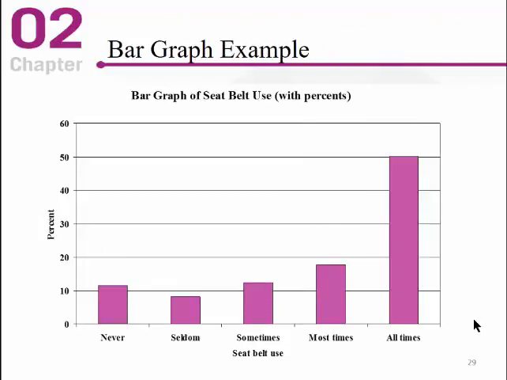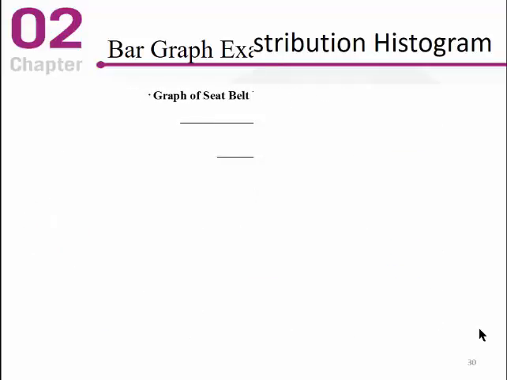Here's another example of a bar graph, again for seatbelt use, but in this case you can see it is the percentage instead of the frequency that is displayed on the y-axis.